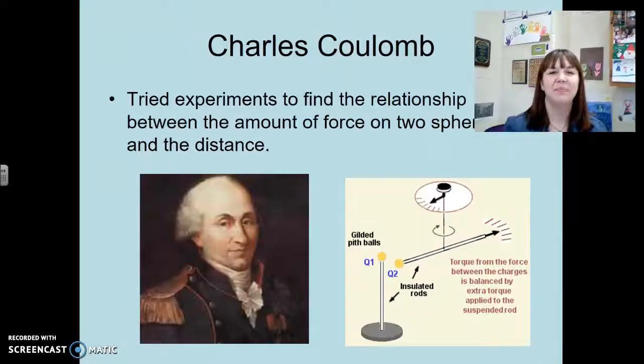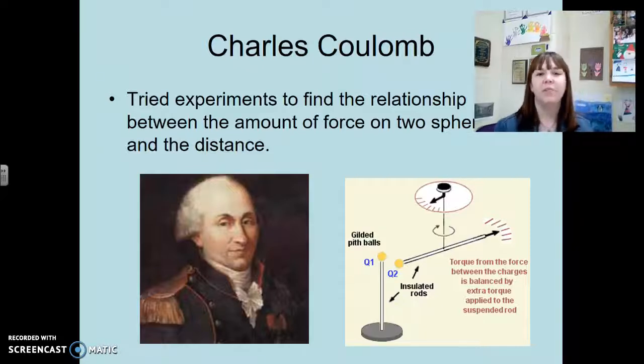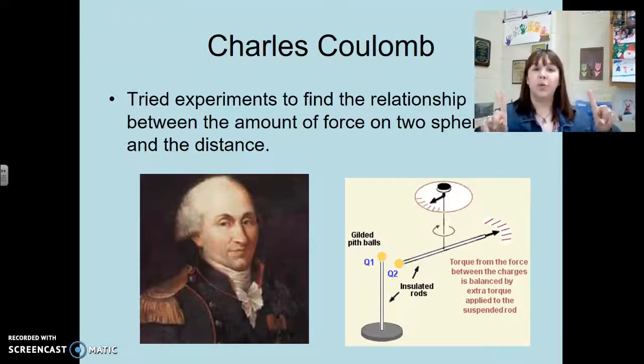Isn't that interesting? So the relationship between the distance and the amount of charge and the force that we get was put together by a man named Charles Coulomb. And Charles Coulomb tried different experiments to find what that relationship was. You can see the picture down here in the bottom right where he had two metal spheres, and the metal spheres were both charged. And what he would do is put them together and let them push each other away. They were charged similarly, with the same positive or negative charge. They would push each other away.